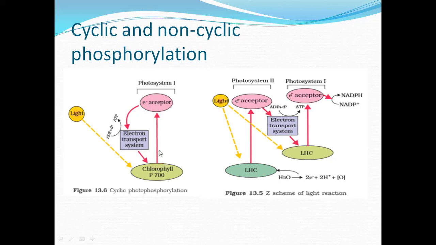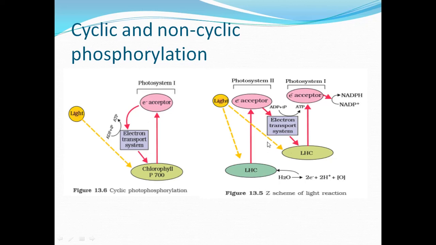Because the electrons return back to the reaction center. So they are first released by the reaction center, and again they come back to the system, or they are received back by the reaction center. That is why it is called cyclic photophosphorylation. Now in this process, ATP is synthesized from ADP. So in cyclic photophosphorylation, only ATP is produced. Here you can see in cyclic photophosphorylation, only photosystem 1 is involved.